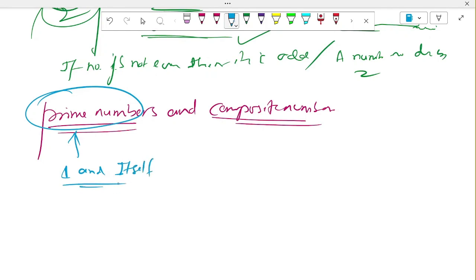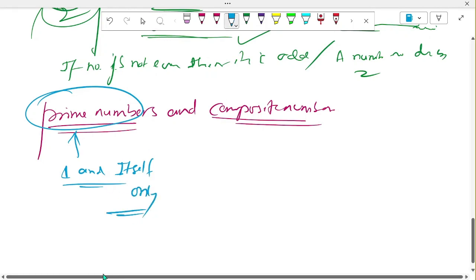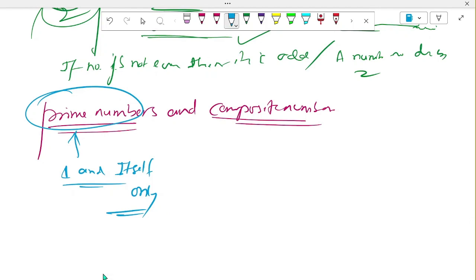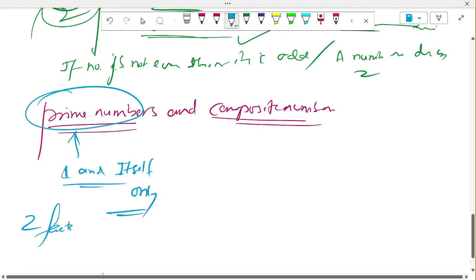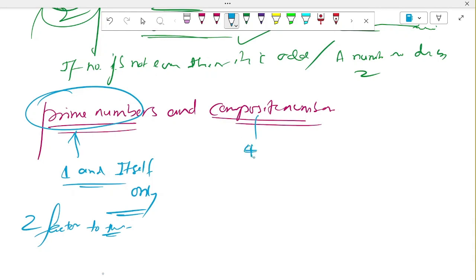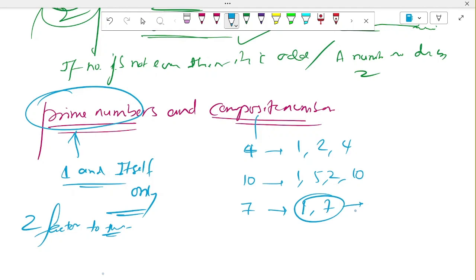This is a prime number. A number that is divisible by 1 and itself only. Means there are only two factors to that number. If you take 4, 4 is divisible by 1, 2 and 4. Now 10, 10 is divisible by 1, 5, 2 and 10. Same way if you take 7, 7 is divisible by 1 and 7 only. So it is a prime number. These are not prime numbers.